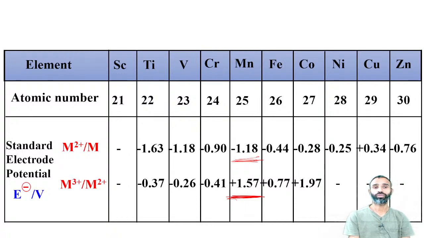Same reason, because M2+ has exactly half filled configuration. Same you can see for zinc. It is minus, first see minus 1.18, then minus 0.44, it increases up to copper, and then there is a fall again.